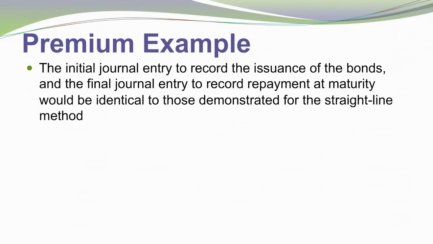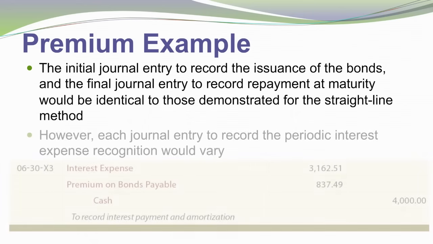Let's look at a journal entry. The initial journal entry to record the bond issuance, as well as the subsequent entry to record repayment of the bond at maturity, would be identical to those illustrated under the straight line method. We won't repeat those here.